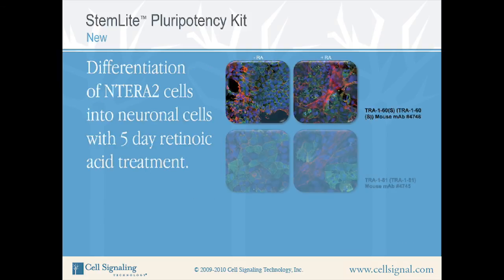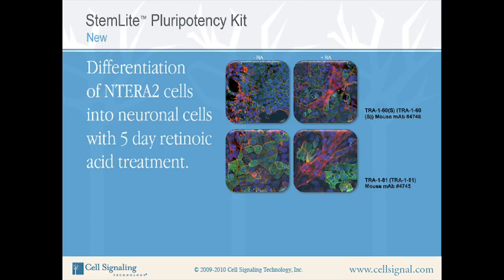TRA-1-60 and TRA-1-81 antibodies have been labeled green. Actin filaments have been labeled red with DyLight 554 phalloidin. Blue pseudocolor is DRAQ5. Note loss of pluripotency markers, green, in the differentiated state. In the plus RA panels, RA treatment is causing the cells to differentiate from small round cells containing a lot of green signal into the larger elongated red cells located in the center of each panel. The red cells no longer contain the green stem cell markers.